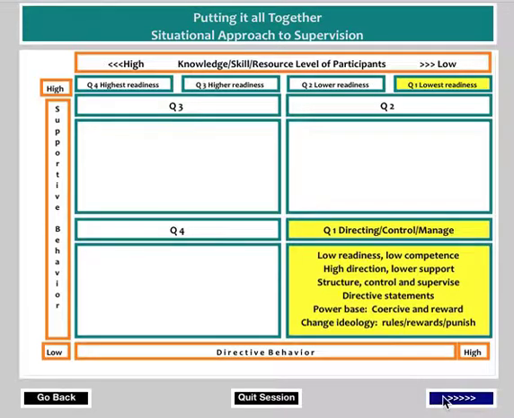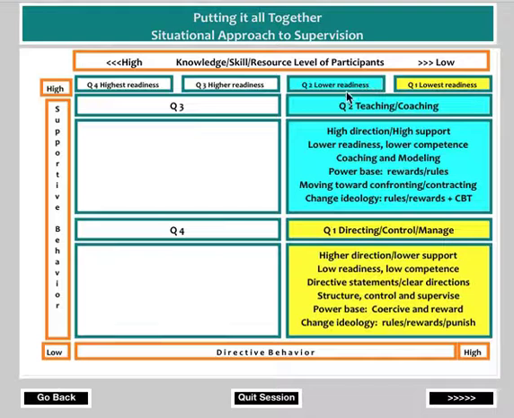Let's take a look at quadrant 2. Now here, this is not the lowest readiness, but it's lower. This is referred to as teaching and coaching. So your role here is as a teacher and a coach. You're using high direction and high support here. You're working with individuals with lower readiness and lower confidence, not totally low, but lower. You're coaching and modeling. Your power base is probably rewards and rules, and again, you're always trying to have your participants move towards expert and referent.